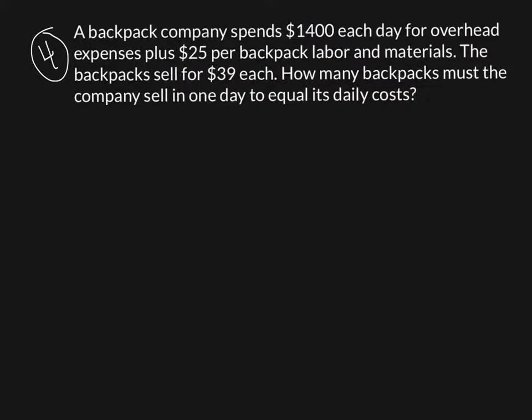Here on the story problem, we're going to try to make an equation to help us solve here. So let's read this here. A backpack company spends $1,400 each day for overhead expenses, plus $25 per backpack labor and materials. The backpacks sell for $39 each. How many backpacks must the company sell in one day to equal its daily costs?